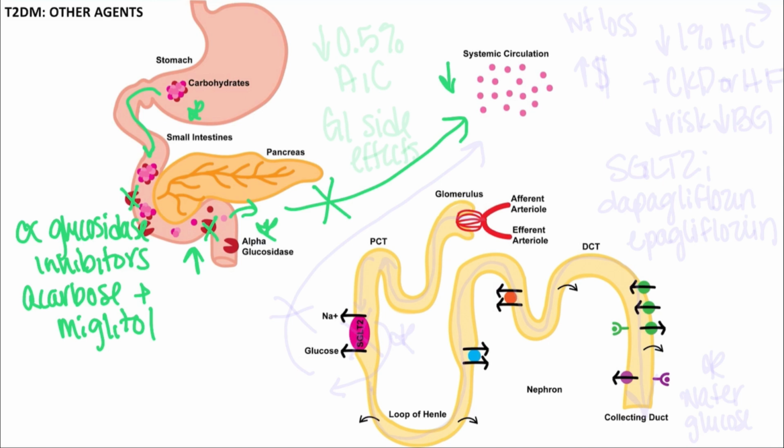And this ends up leading to about a 0.5% A1C reduction. Now, as I mentioned, these aren't used much anymore because we now have more effective agents, and because of the complex carbs never being broken down, this leads to dose-limiting GI side effects.